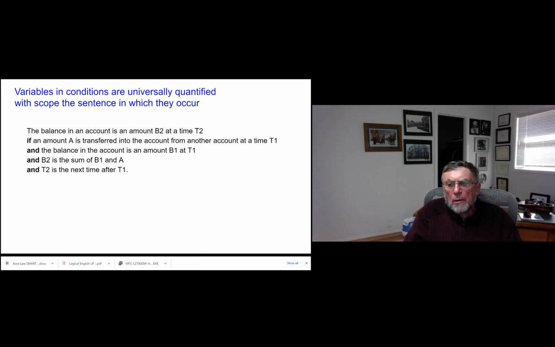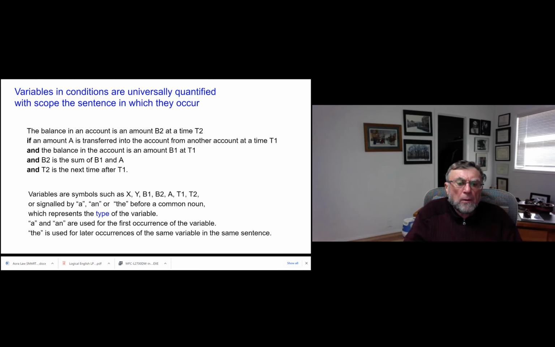Because we're talking variables. So basically, there are two ways to represent variables. Either they can be represented by symbols X, Y, B1, B2, or they can be signaled by an article, a, an, or the, before a common noun. And the common noun then represents the type of the variable. And the first time you see the common noun preceded by the indefinite article a or an, then you have the first use of that variable. All later uses in the same sentence are referred to by the definite article the.